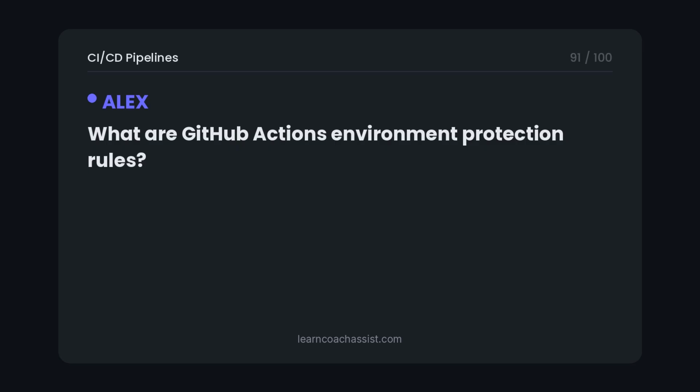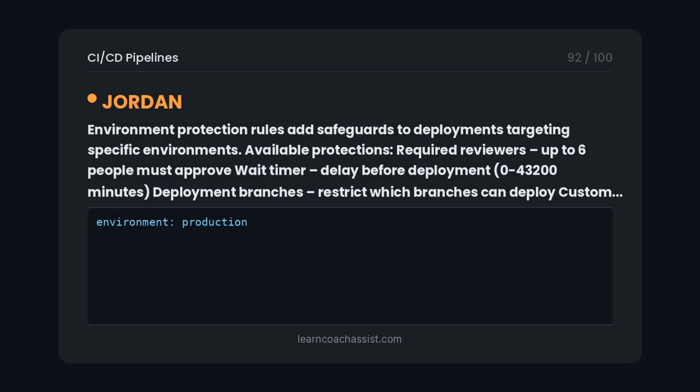What are GitHub Actions environment protection rules? Environment protection rules add safeguards to deployments targeting specific environments. Available protections: required reviewers, up to 6 people must approve; wait timer, delay before deployment, 0 to 43,200 minutes; deployment branches, restrict which branches can deploy; custom rules, external policy checks. Configured in repo settings, environments. Workflows reference environments with environment: production.